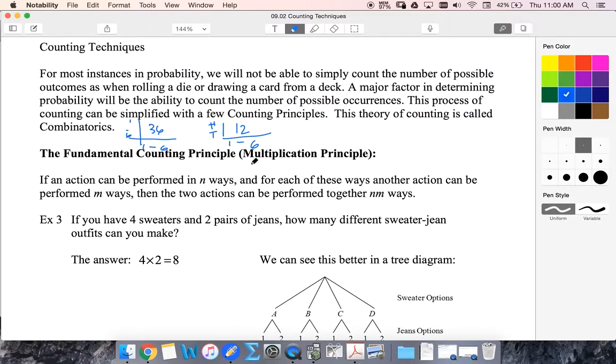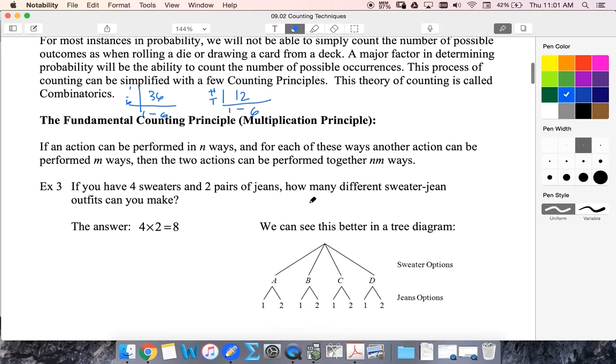This is the multiplication principle, that if one action can be performed n ways, and then another action happens m ways, together that's n times m ways. And we see this quite nicely in tree diagrams.